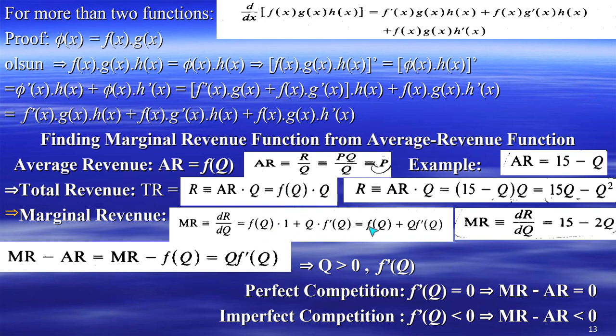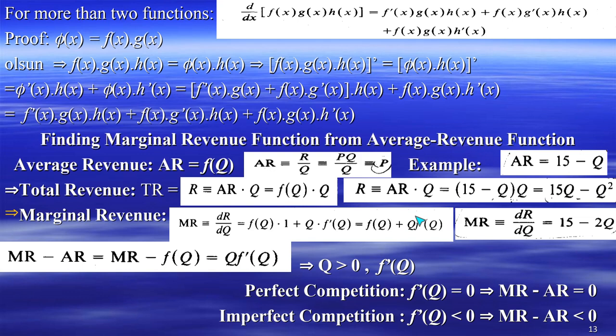The book uses the product rule. The first one, f of q, times the derivative of the second one, q. The derivative of q with respect to q is 1. So we obtain f of q times 1, plus the second one times the derivative of the first one. The second one is q times f prime of q. So f of q times 1 is f of q, plus q times f prime of q.